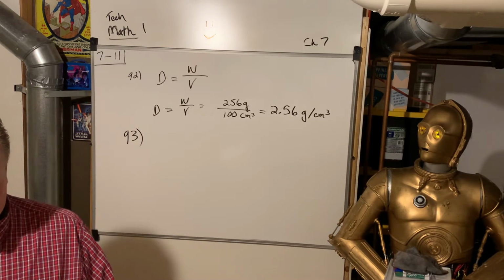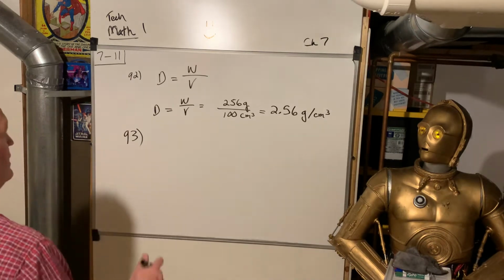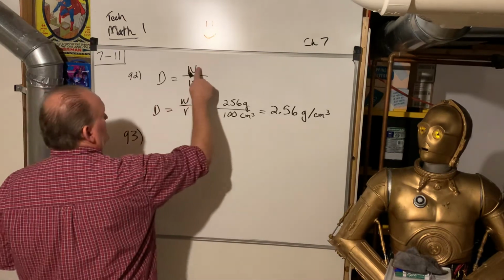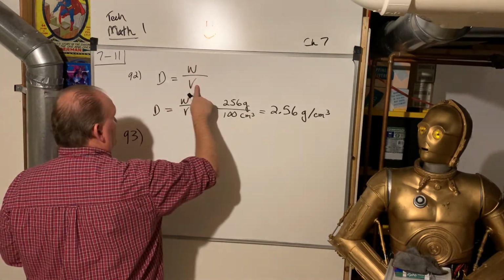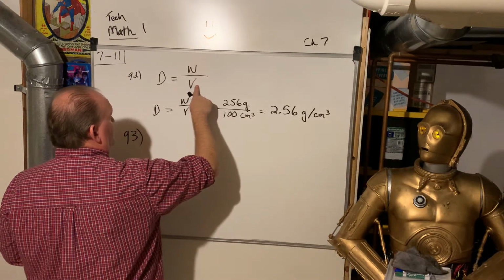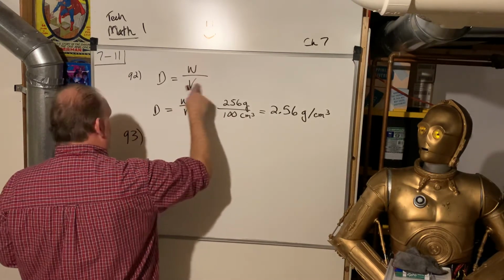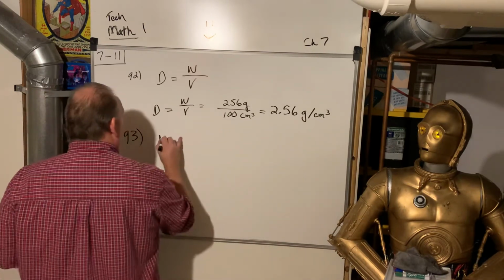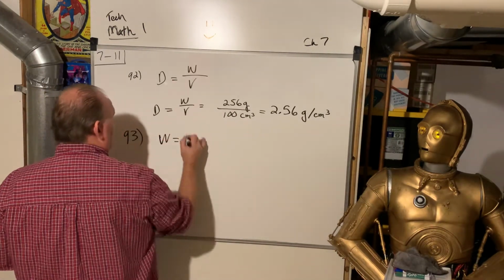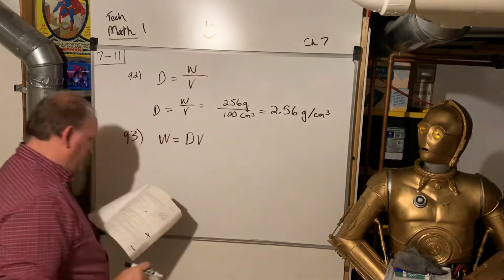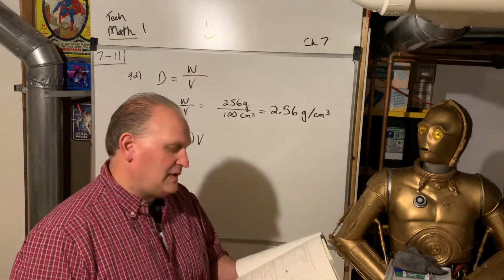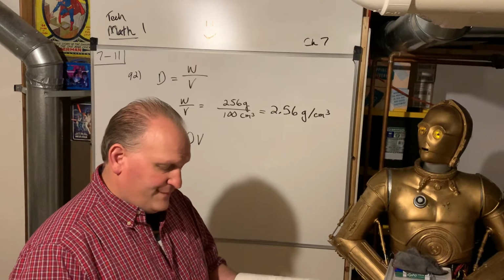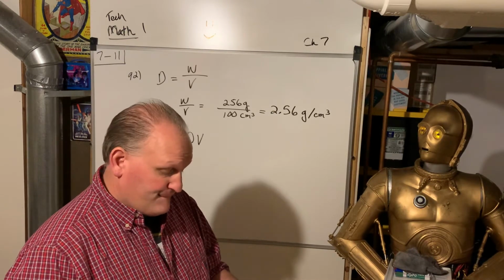So weight then, well, think about it here. If we have density is equal to weight times its volume, then if we want, we could multiply both sides by V and say weight is equal to D times V, or V times D. Let's go with D times V. All right, so DV.